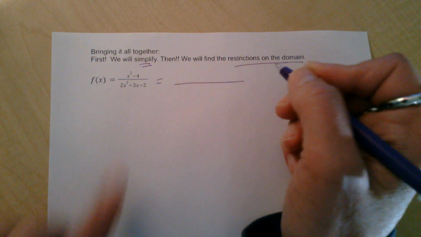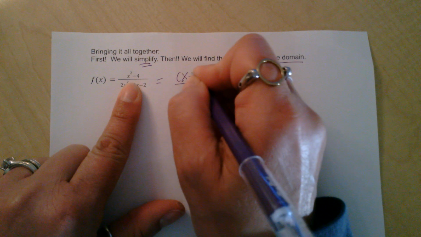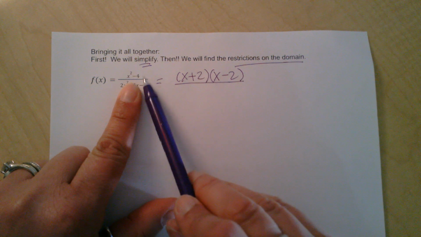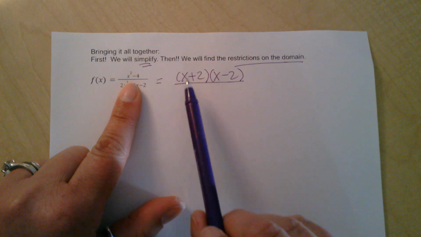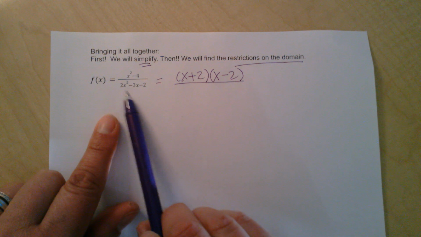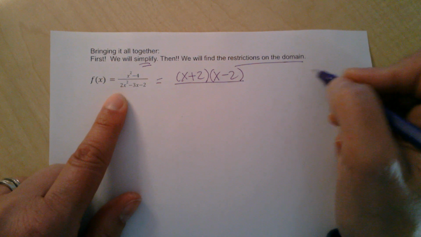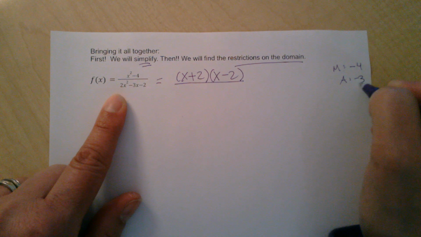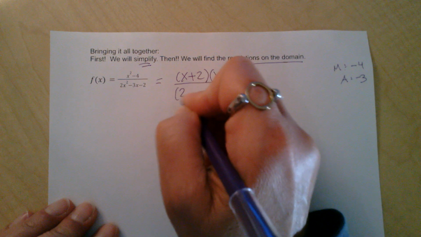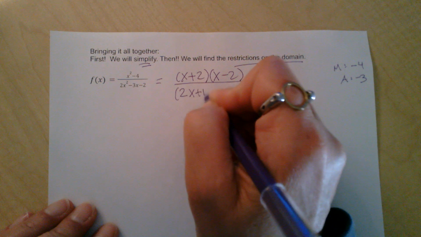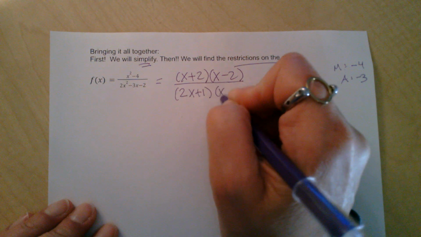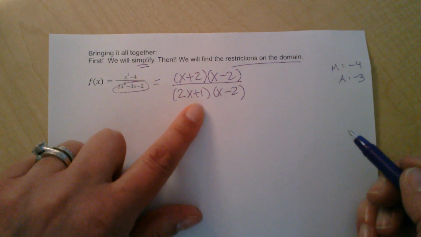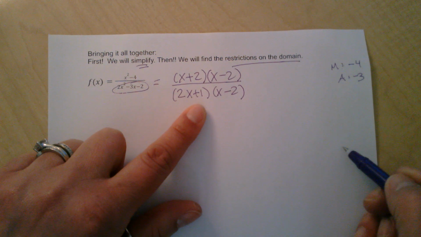So first, let's factor the top. Hopefully you're saying, okay, we know this one. And you're going to be seeing this one a lot. So x plus 2, x minus 2. This one, a is not 1, so we're looking at multiplying to negative 4 and adding to negative 3. I am going to give you the factors. The factors are going to be 2x plus 1 and x minus 2. That's what you get when you factor this. Okay, I didn't do out the whole process.